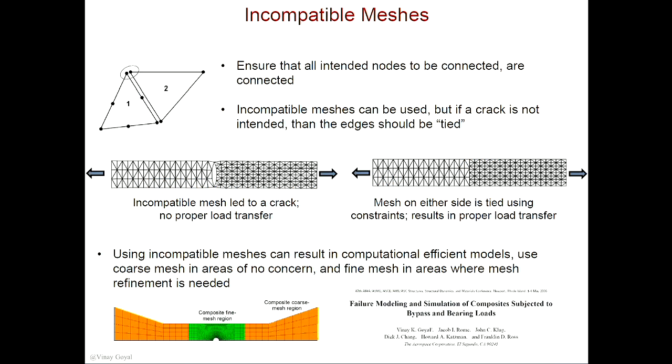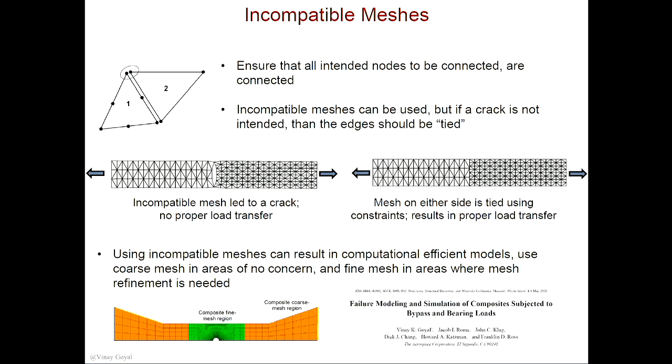A few more points here. You can use incompatible mesh. I've used it in an example here at the bottom. I gave you the paper I wrote. In this example, our area of concern was composite failure at the hull. Well, I don't need to have a refined mesh here. I can use a coarse mesh here, a refined mesh there, and just focus my answer there, right? So that works very well.